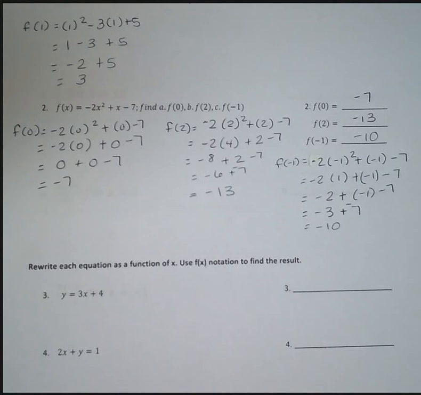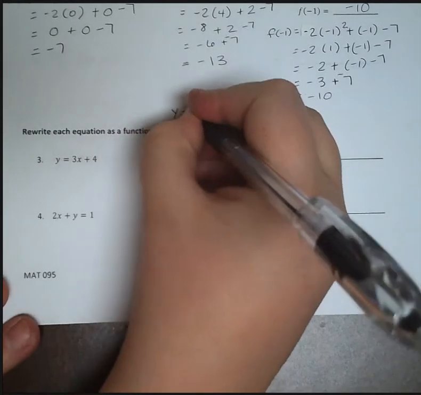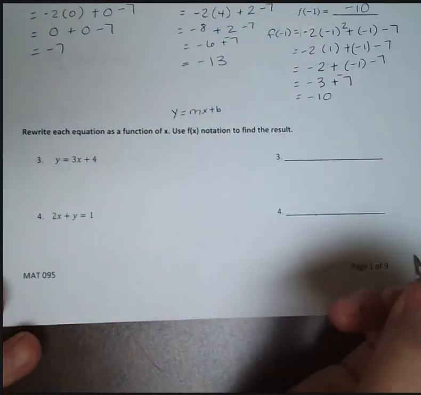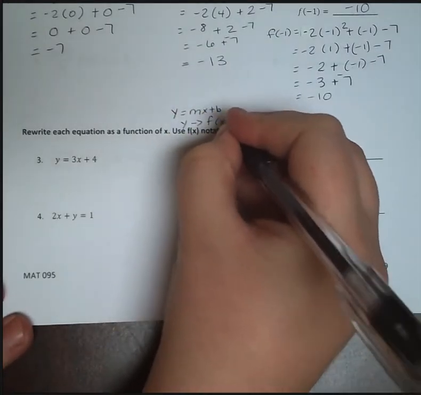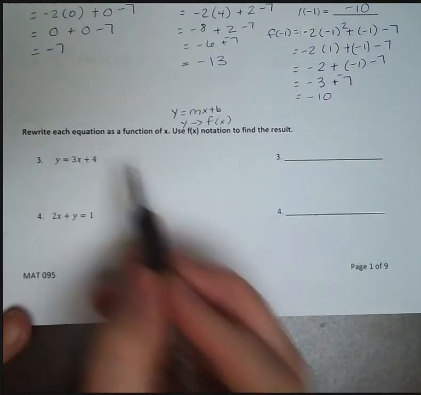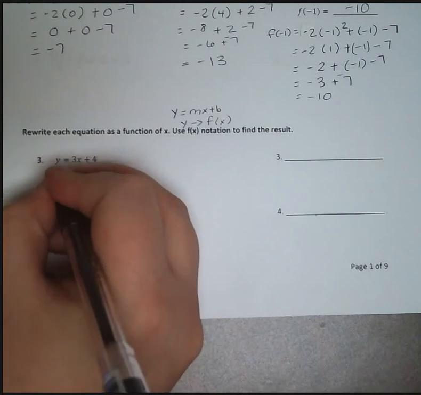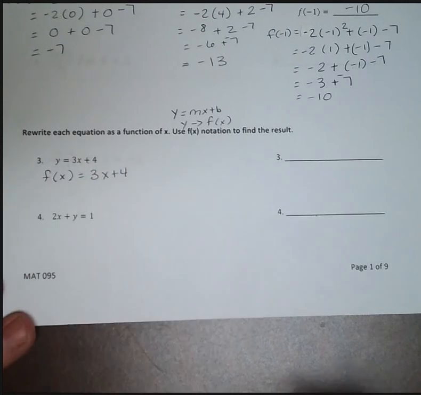So in the next section, this is still section 2.5, but it's the next part of it. We have rewrite each equation as a function of x, use f of x notation to find the result. So remember, you have to get your equation in that y equals mx plus b form first, and then you replace y with f of x. So this is already in that y equals mx plus b form. So all I'm going to do is replace my y with f of x, bring everything else down.